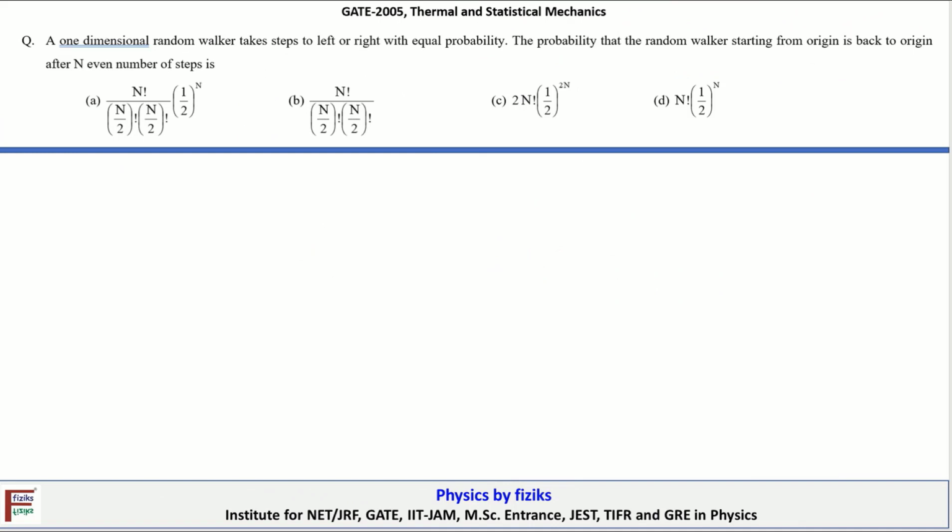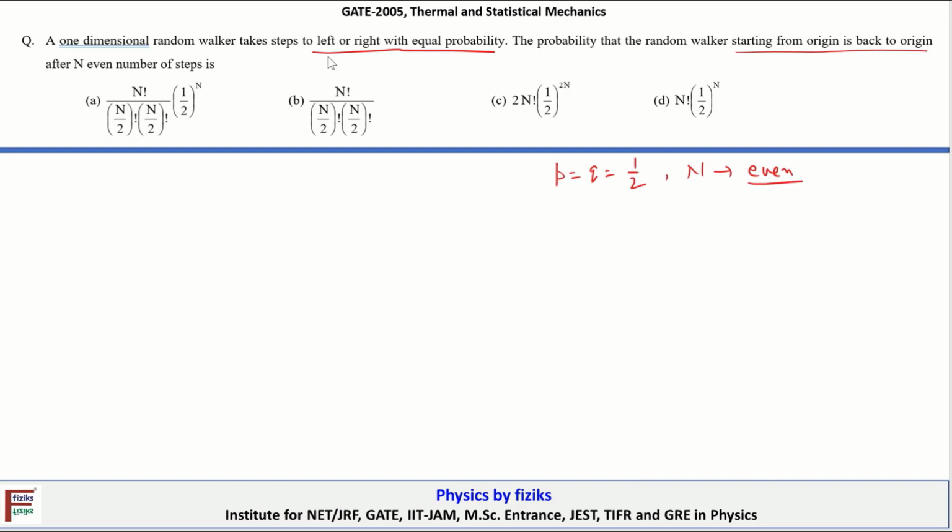A one-dimensional random walker takes steps to the left or right with equal probability. That means here we are given that p is equal to q, which is equal to 1 by 2. The question is the probability that the random walker, after starting from the origin, is back at the origin after n steps, where n is an even number.